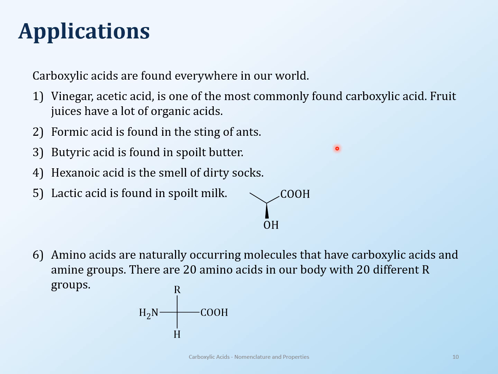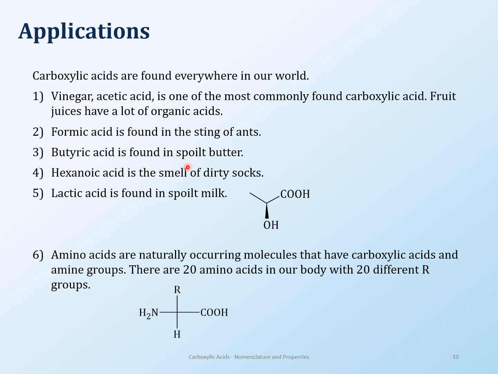Some of the applications of carboxylic acids: first of all, acids are found everywhere. Literally, they are found everywhere. Vinegar, for example, is a staple in all homes, one way or another, either as a cleaning agent or a preservative or a souring agent. That's the most common one. A lot of fruit juices will also have organic acids, so it's extremely common. Formic acid is usually found in the sting of ants. So when you wonder where you would find that, that's where you find it.